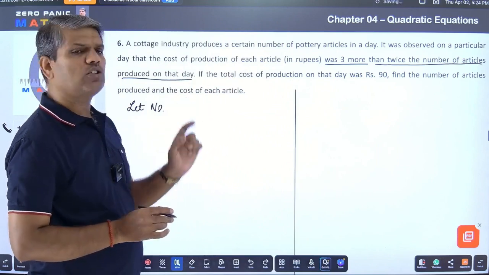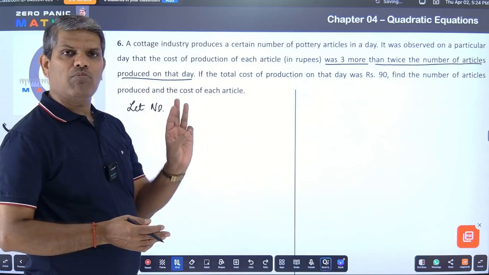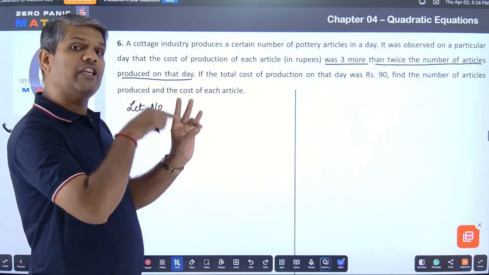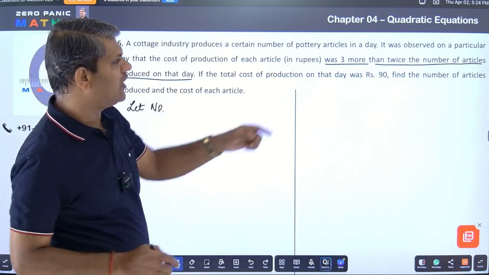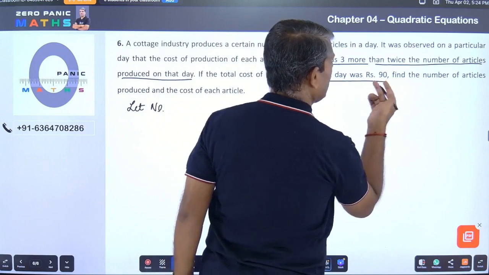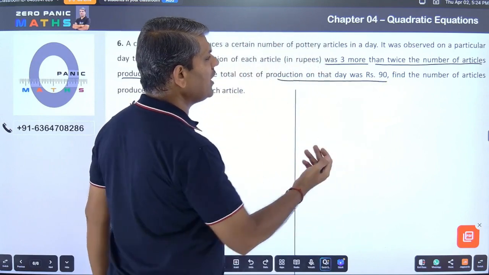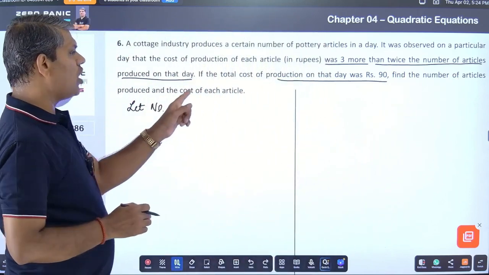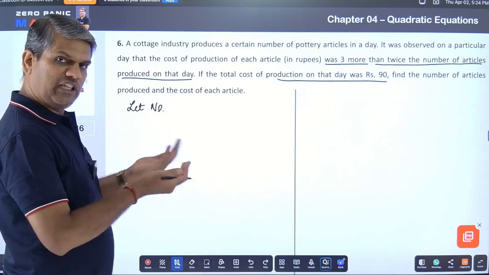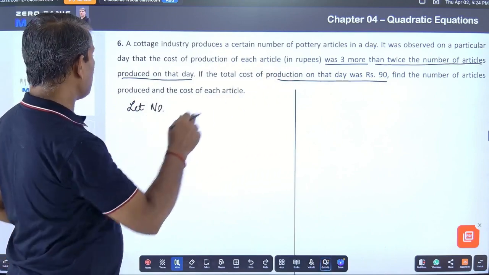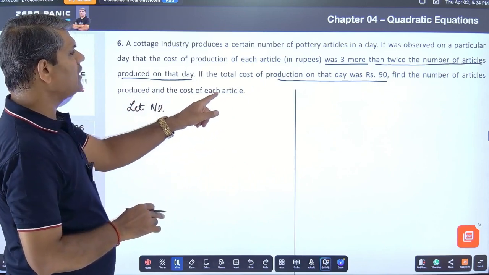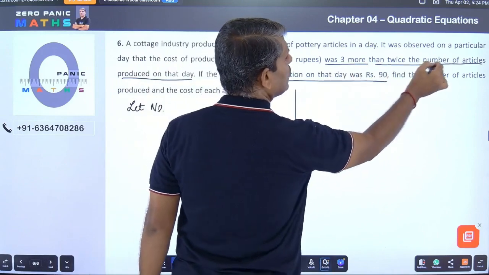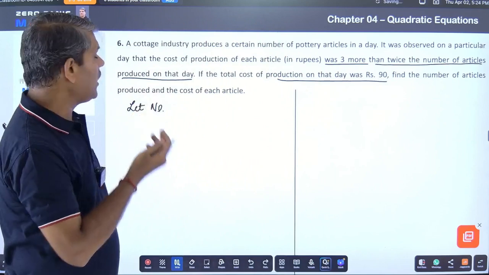Okay, total cost of production will be the number of articles produced multiplied by the cost of production of each article, and that is given as 90. This will also come into our equation. Finally, what they are asking is to find the number of articles produced and the cost of each article. So we need to consider the number of articles as x and the cost of each article as what? About 3 more than twice the number of articles. That is what our equation is.